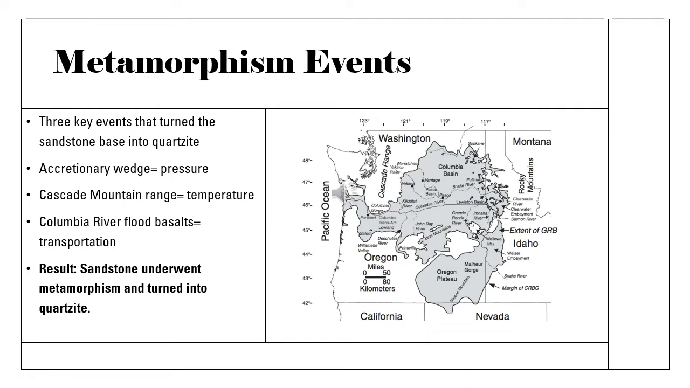The second event was the formation of volcanoes. The subducting Juan de Fuca plate was also responsible for the Cascade Mountain range by forcing molten rock up through the crust, but the magma didn't have the power behind it to reach the Palouse. The third event, the Columbia River flood basalts, provided the transportation for the magma to get to the Palouse.